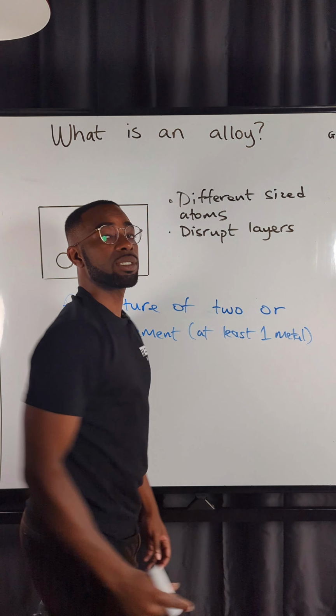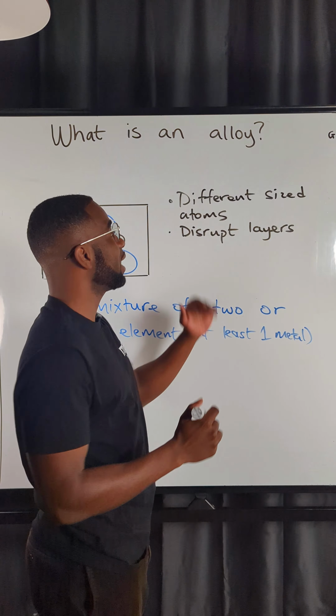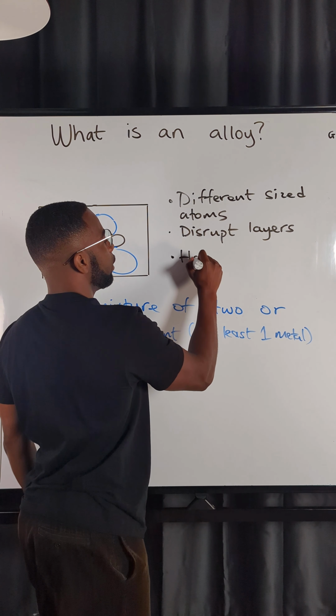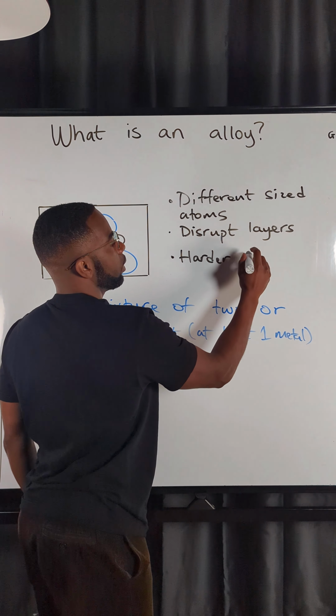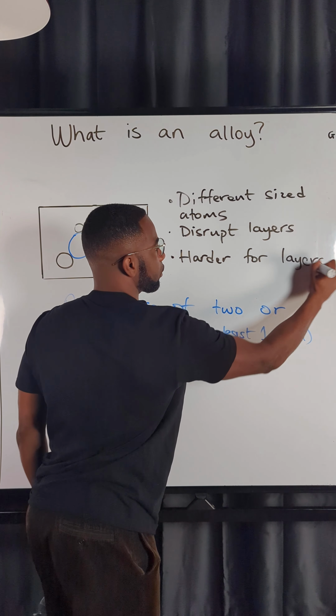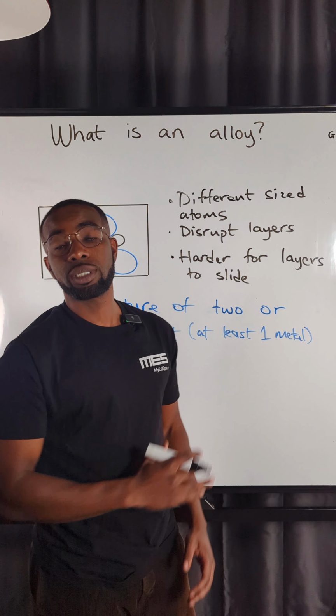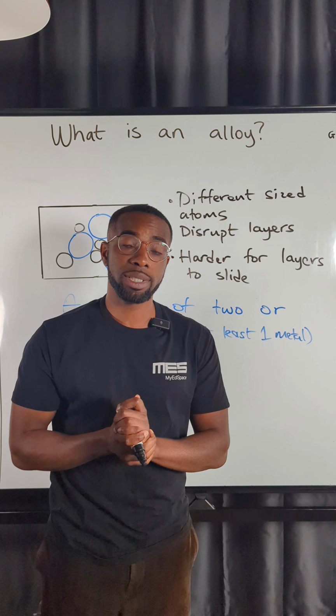So because the layers are disrupted, and remember the layers could slide over each other easily in a pure metal, in an alloy, it is harder for them to slide over. Harder for layers to slide. And that is why your alloys are usually a lot harder than the pure metal itself.